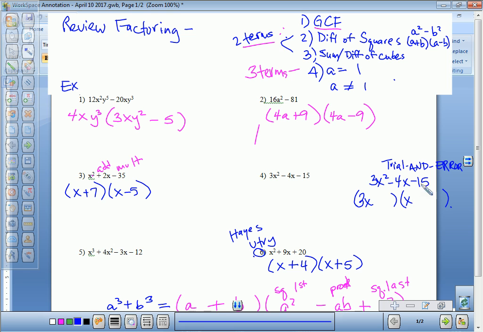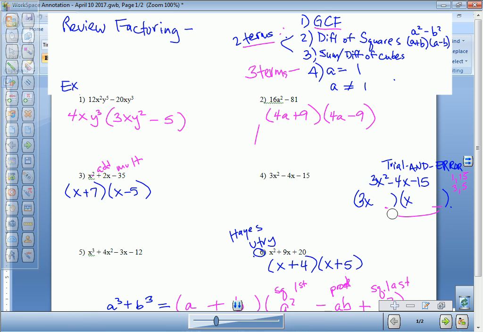Okay, now our last number is 15. We have 2 ways to get 15: 1 and 15, and 3 and 5. Now, those of you that kind of like puzzles, this is like a puzzle. When we multiply, this term times this term gives us this. This times this gives us this number. Now, to get this middle number, it is this times this plus that times that. So what we have to do is kind of take these numbers and play with them.